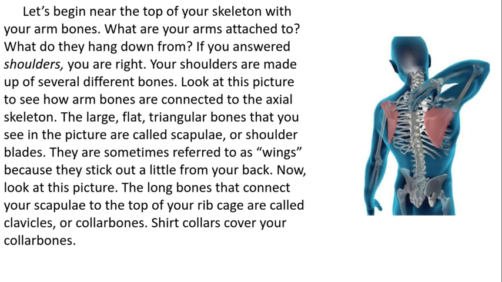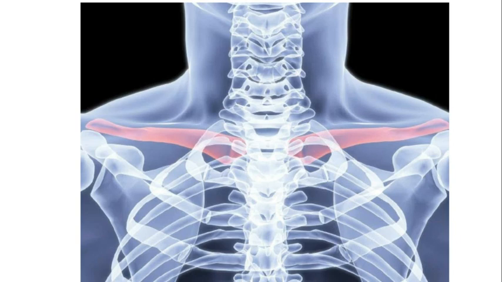Now look at this picture. The long bones that connect your scapulae to the top of your rib cage are called clavicles or collarbones. Shirt collars cover your collarbone. So take your finger and put them where your shirt collar is and see if you can touch your clavicles or your collarbone. It sticks out a little bit usually. All right, so you can see here highlighted in pink your clavicle, your collarbone.